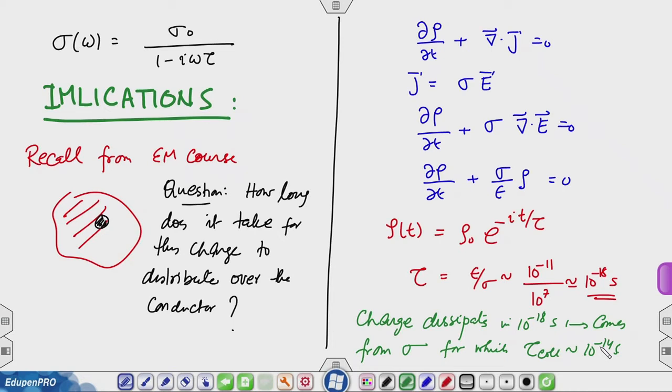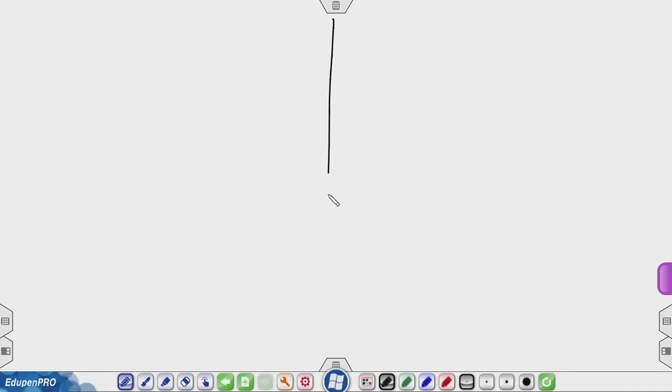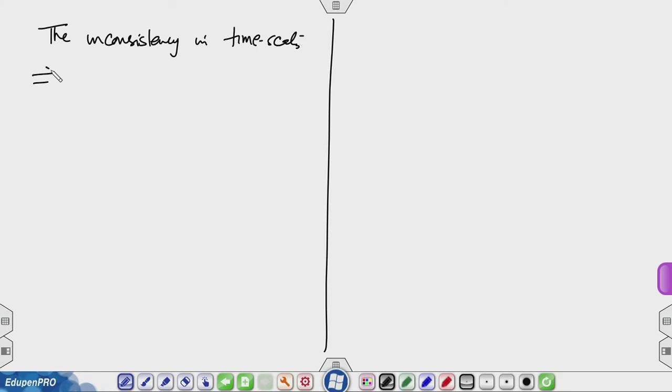I am calculating a quantity conductivity using a time scale of 10 raised to minus 14 seconds, and then claiming that based on that I am getting a time scale of 4 orders of magnitude smaller. There is something wrong, right. So, something is wrong. This is not quite right. There is an inconsistency. And the way it is resolved is if I take sigma to be omega dependent, because when this charge is dissipating in such a short time, it has all sorts of Fourier components, and each one behaves differently. So, let us do that calculation. So, what this tells me, the inconsistency in time scales implies that I should use sigma omega.